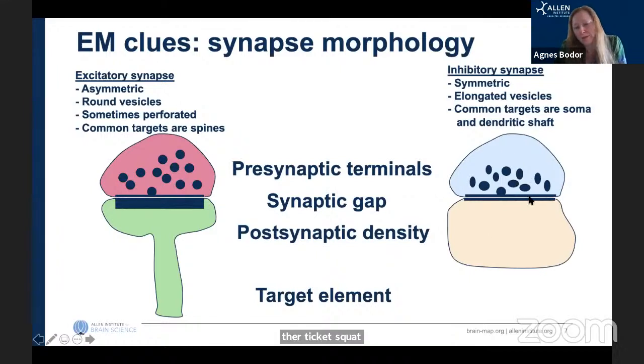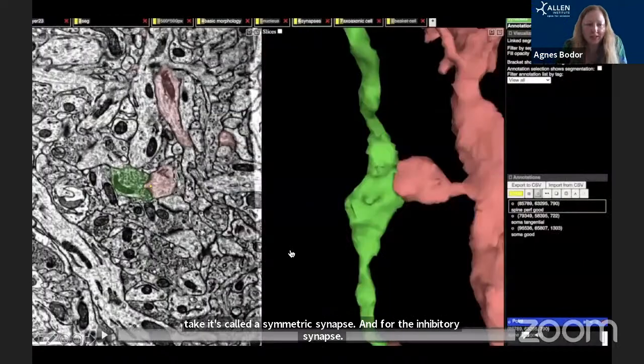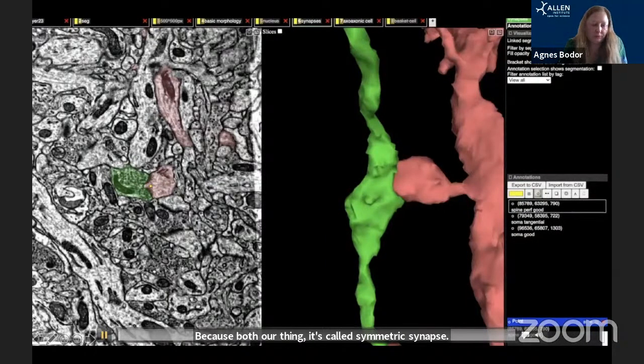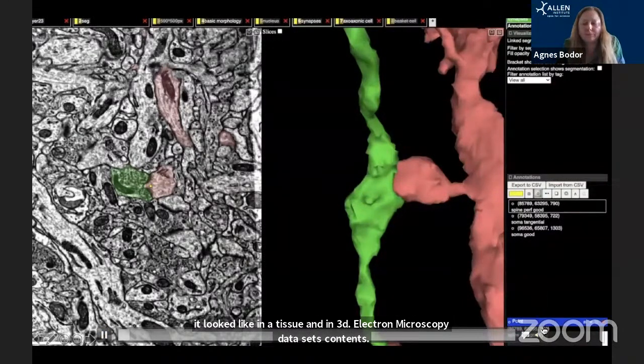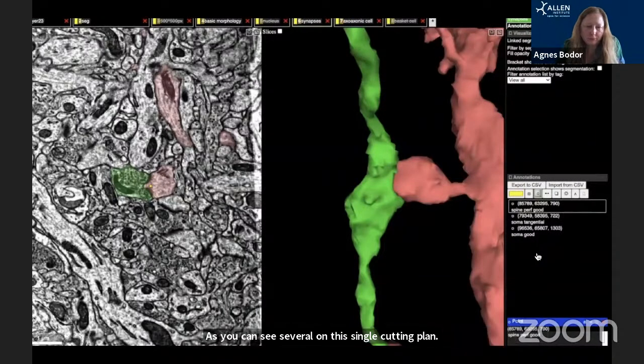And for the inhibitory synapse, because both are thin, it's called symmetric synapse. And now again, I'm showing these structures in 3D, how it looks like in a tissue. Electron microscopy datasets contain millions of synapses, as you can see several on this single cutting plane. If you can imagine synapses as little discs, they are placed randomly into the cortex.